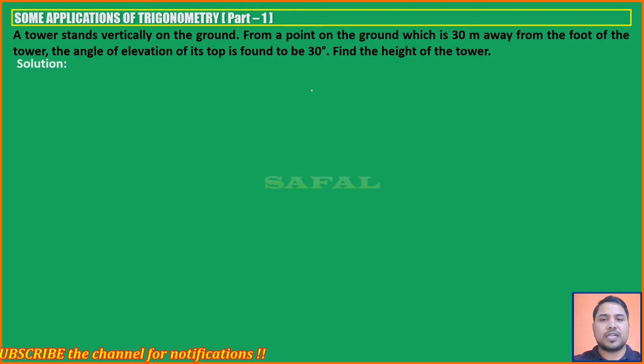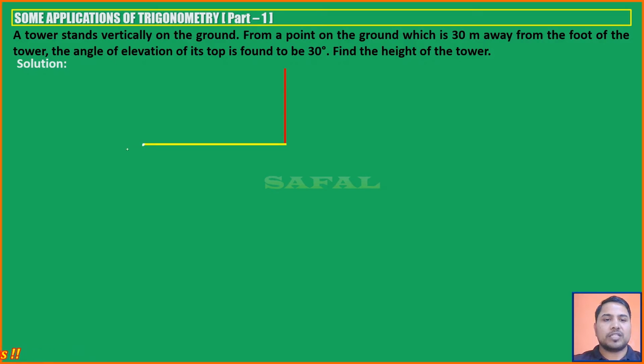So let us take a tower. You can see I have taken a tower, red in color, on the screen, and a point which is 30 meters away from the foot of the tower. So this is the point. Let me call this point A. It is at a distance of 30 meters from the foot of the tower. Now from here the observer is looking at the top of the tower and the angle of elevation was found to be 30 degrees, which you can see here.